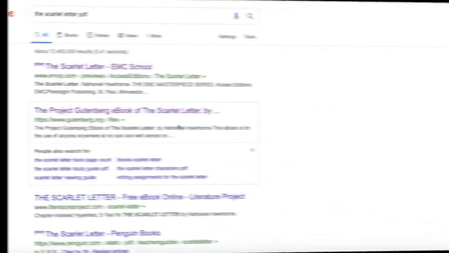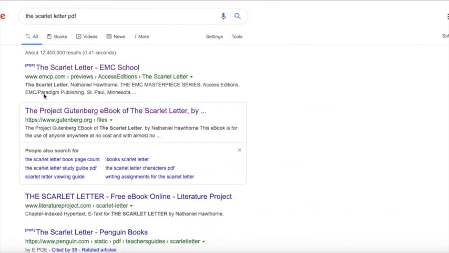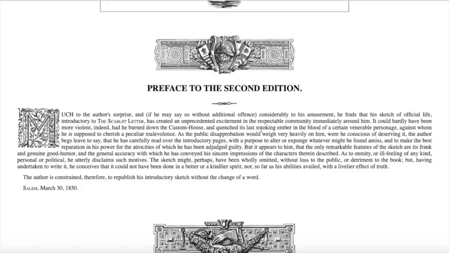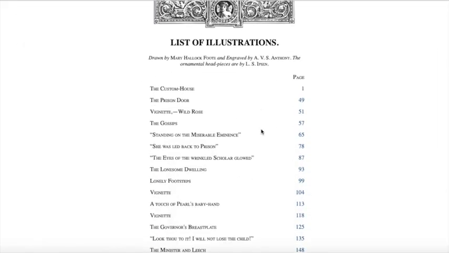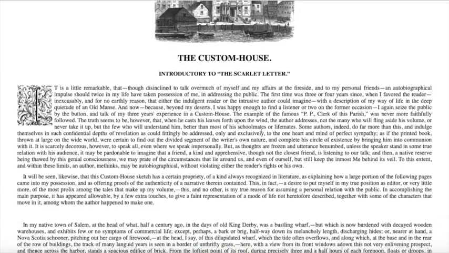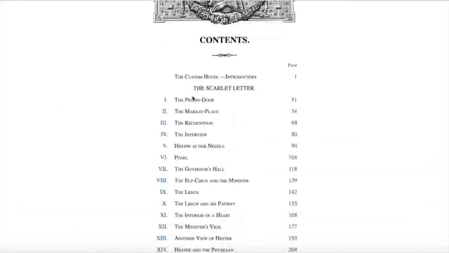And one last thing, if you would like to practice on your own before the upcoming assessment, then what you can do is just go to the Scarlet Letter, type in PDF, and check out one of the online versions of the text. Project Gutenberg has a lot of Creative Commons licensed publicly accessible texts like the Scarlet Letter, and you can click on it and enter here.